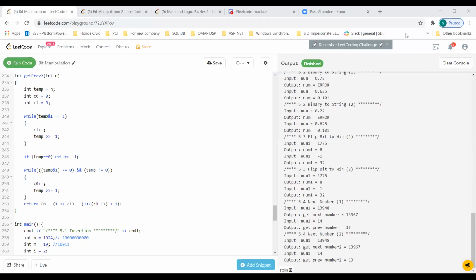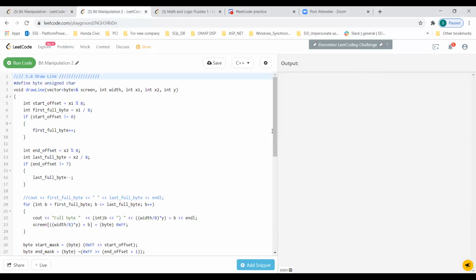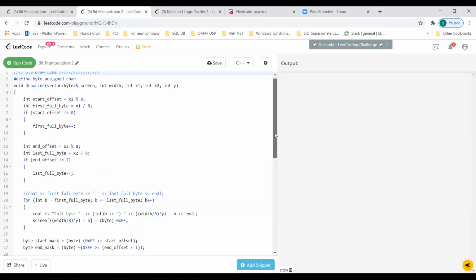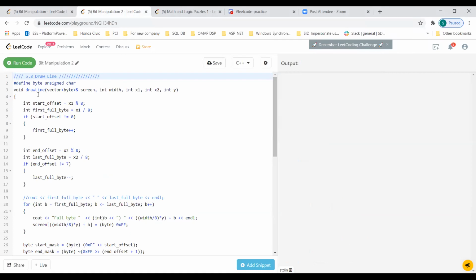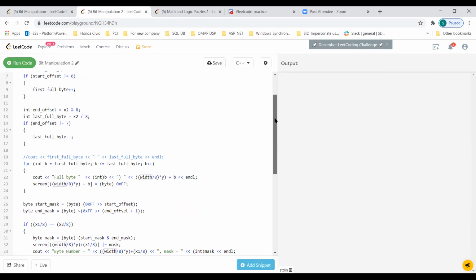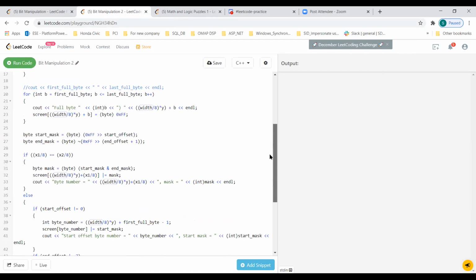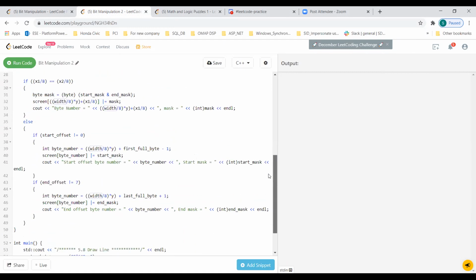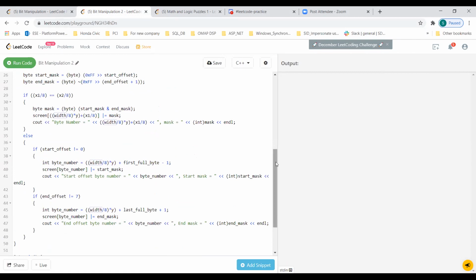I actually need to shift to the next screen. Okay, so this is visible, right? The next screen. Yeah. So this is my function, and this is my screen, which is made of bytes of 8 bits, and I'm giving a width, and x1, x2, and y. So here it just shows how we can do bit manipulation. That is what the whole problem is about.